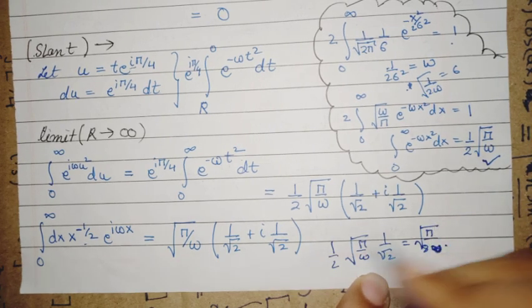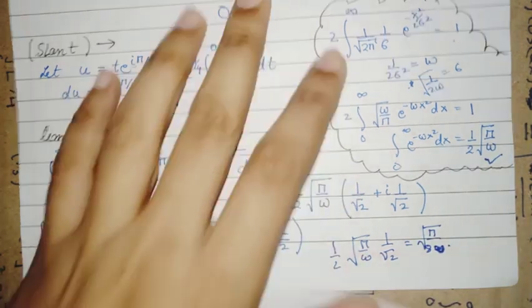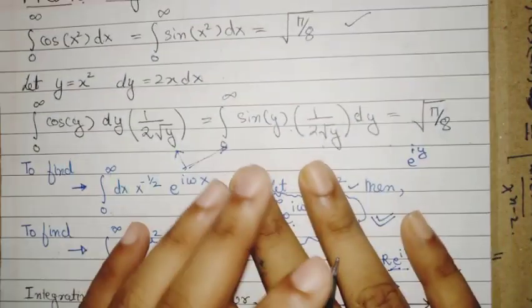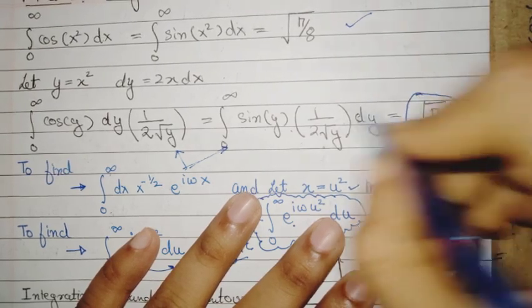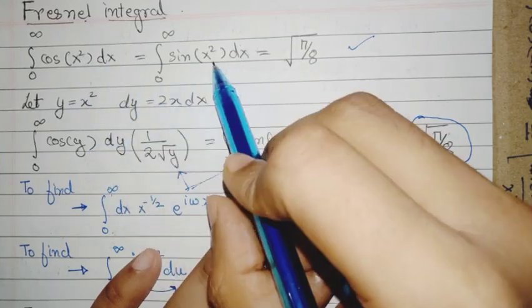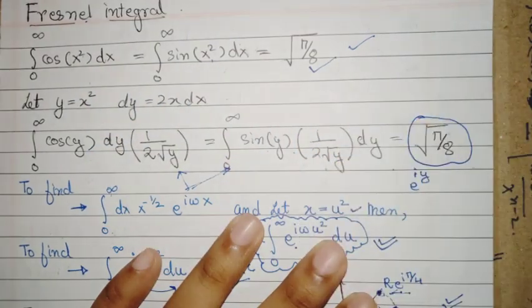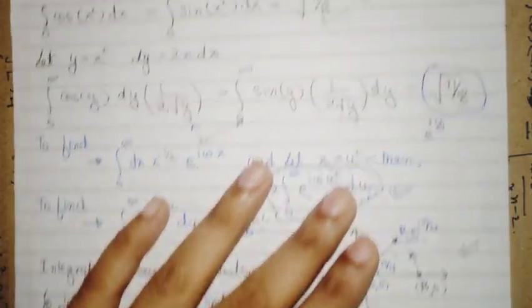Similar calculation with the imaginary part shows that both of the integrals are just root pi by 8. So that was the argument of Fresnel's integral, where each of the cos square, sin square evaluate to root pi by 8. So I hope this video was clear.